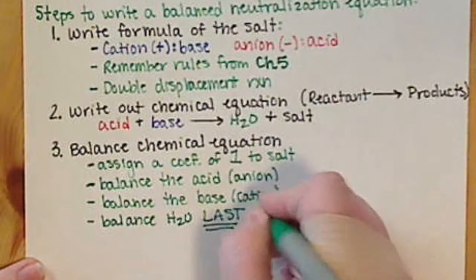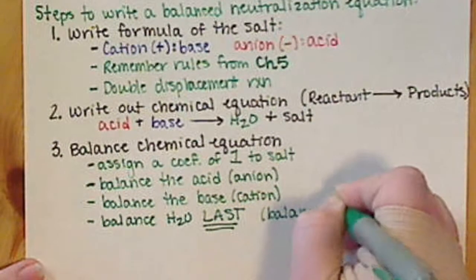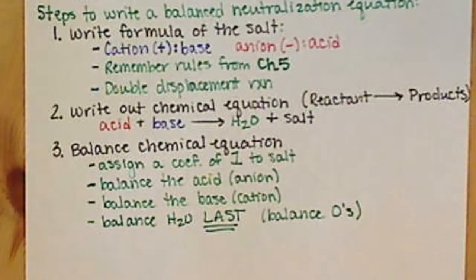And the easiest way to do that is to balance your oxygens. And that's because your hydrogens are going to show up in 2 different places, so it doesn't really matter how you do that. That's just usually the easiest way.